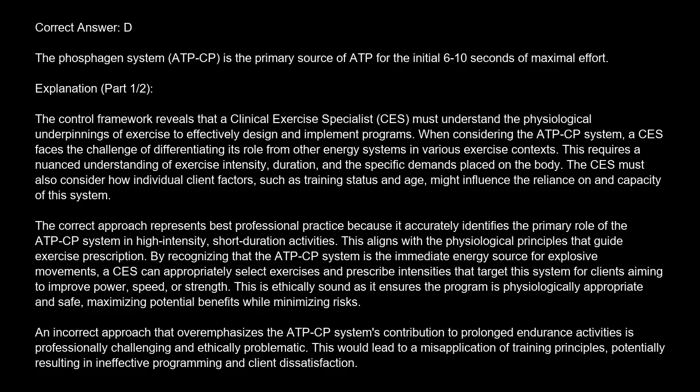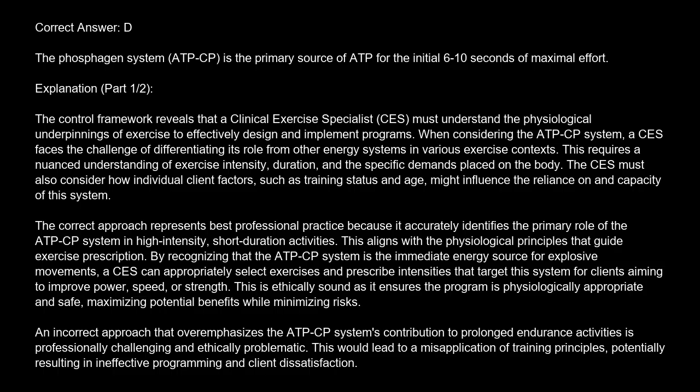The correct answer is D. The phosphagon system, ATP-CP, is the primary source of ATP for the initial 6-10 seconds of maximal effort. Explanation. The control framework reveals that a clinical exercise specialist, CES, must understand the physiological underpinnings of exercise to effectively design and implement programs. When considering the ATP-CP system, a CES faces the challenge of differentiating its role from other energy systems in various exercise contexts.